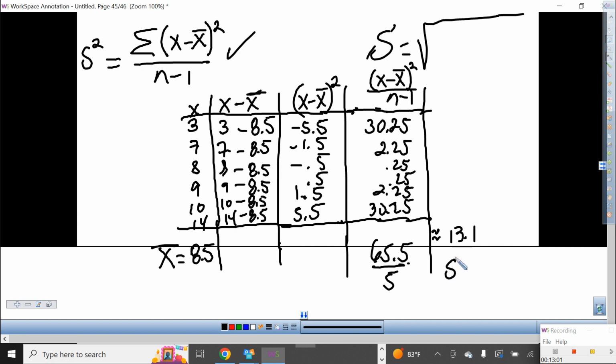That was s squared. Let me write it over here, sorry. S squared. All right, and the last step, we need to take the square root to find standard deviation. Who's got square root of 13.1? Mel? What is it? 3.62. Did you get something like that? Yeah? All right.